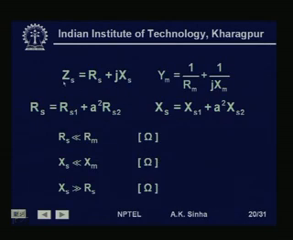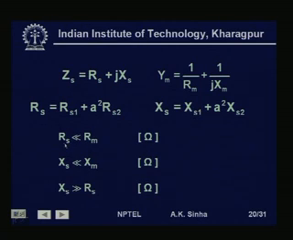So, as we said, the impedance, winding and the leakage part is taken care of by Zs. Zs is equal to Rs plus jXs, and Ym is the admittance of the parallel path, which is equal to Gc or 1 by Rm plus 1 by jXm. Rs is equal to Rs1 plus a square Rs2, and Xs is equal to Xs1 plus a square Xs2.